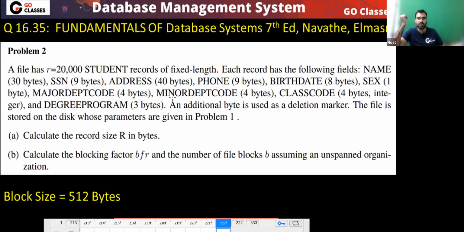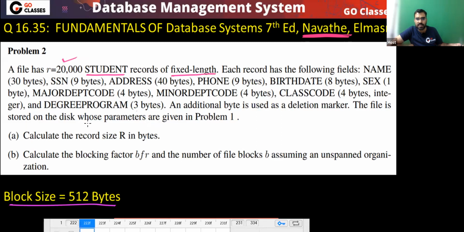Now let's see the next question, that is from the Navathe book. Another very nice question. Let's solve it. So take your copy and pen. This is another very nice question from the Navathe 7th edition. Block size is given to you, that is 512 bytes. The question is saying that there is a student table with 20,000 records of fixed length.